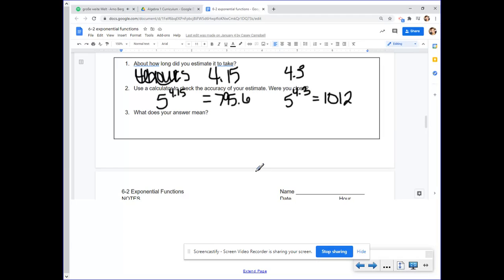And then it wants to know, what does your answer mean? That just means add "around," and then you use your prediction number. So if you use 4.3, you'd write 4.3. I'll just use 4.3. At around 4.3 hours, 1,012 computers were affected.